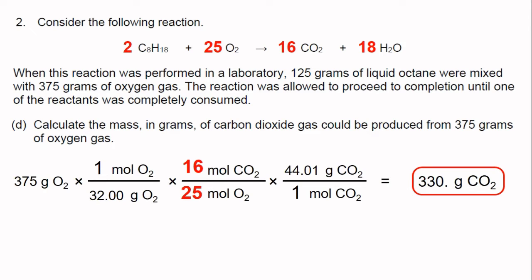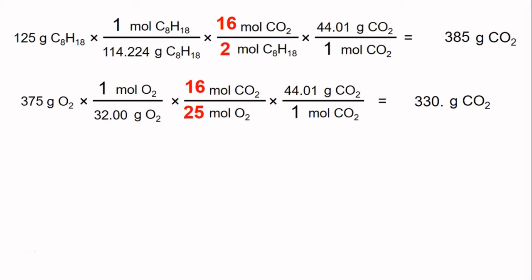All right, let's compare our answers to part C and part D to figure out the limiting reactant and the theoretical yield. When we started with 125 grams of octane, we could produce 385 grams of CO2 based on our stoichiometry calculations. If we start with 375 grams of O2, our stoichiometry calculations give us 330 grams of CO2.